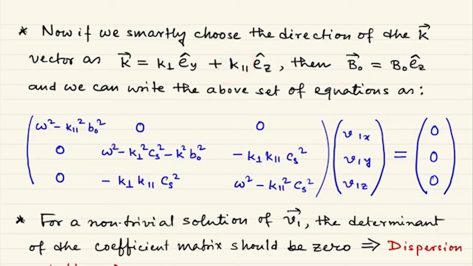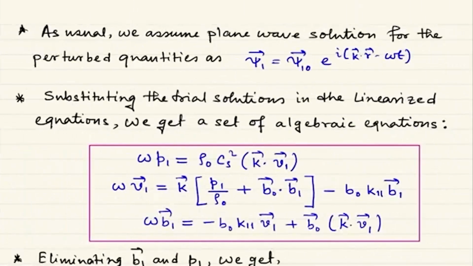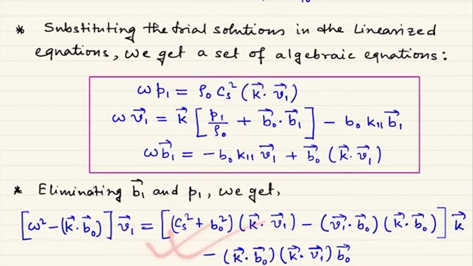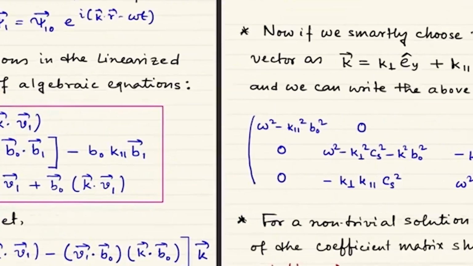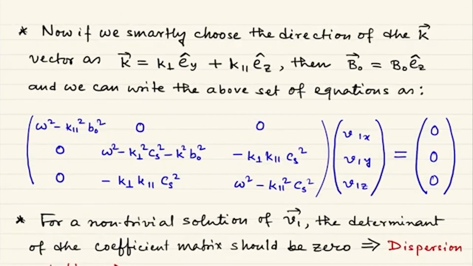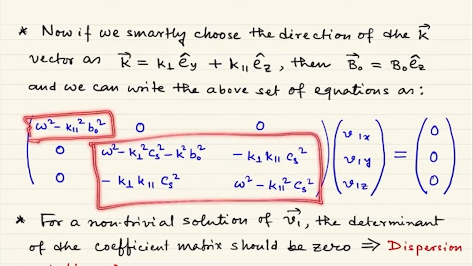Okay, if we project those equations in this choice of K and B0, then the total equation, as you can easily understand, is a vector equation in V1, so there should be 3 component equations. We can write the whole set of 3 component scalar equations corresponding to every component in matrix form. And this matrix is now written in a block form. That means this part and this part are actually decoupled.